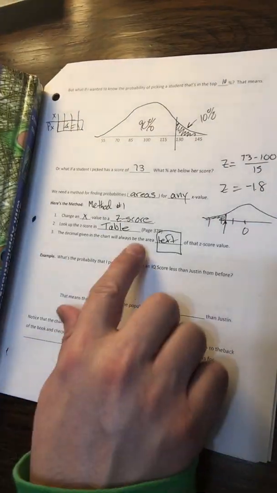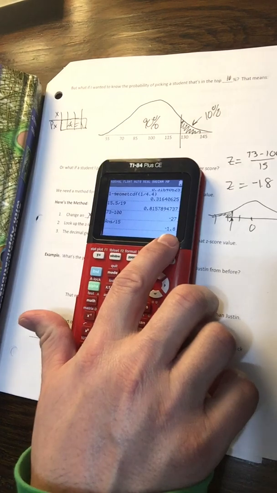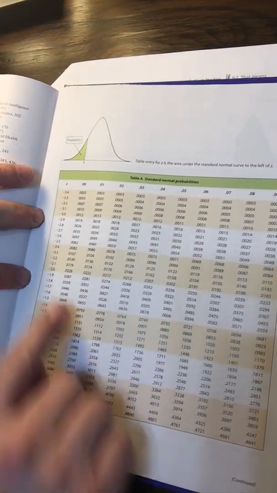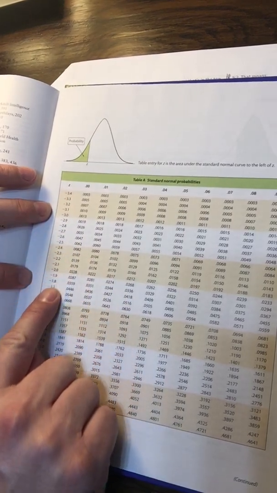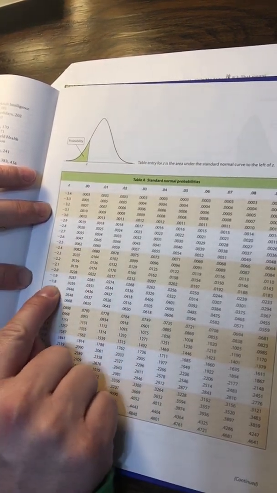So we just found negative 1.8, right? It didn't even go a second decimal place. So I'm going to look up negative 1.8 on this chart. You ready? Here's all my negatives to 1 decimal place. Negative 1.8 is right here.